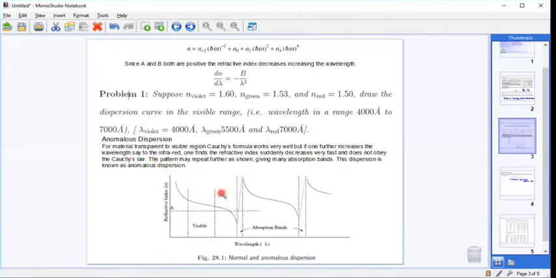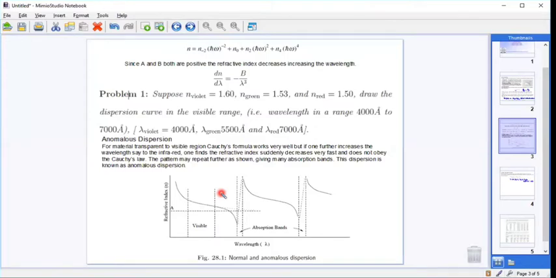In the normal case, we have the dependence that n has an inverse relationship with the wavelength. In the case of anomalous dispersion, for a material transparent to the visible region, Cauchy's formula works very well. But if one further increases the wavelength, say, to the infrared, one finds the refractive index suddenly decreases very fast and does not obey Cauchy's law. So one now approaches the absorption region.